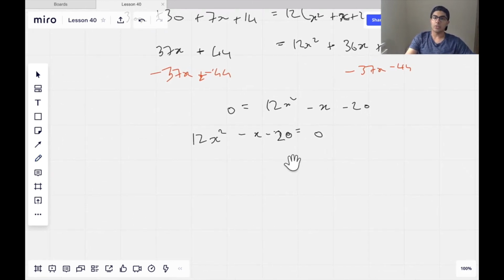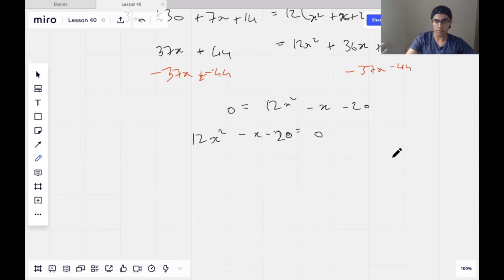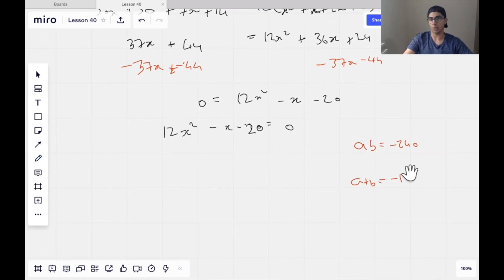So again, what we have to do this time around is split the middle term, because the coefficient of x squared isn't 1. So we need to think of two numbers which add to minus 1 and multiply to 12 times minus 20. So AB is equal to 12 times minus 20, which is minus 240, and A plus B equals minus 1.